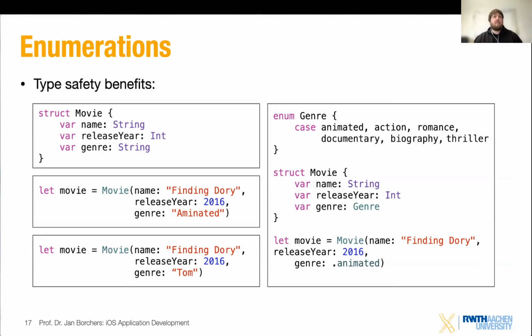And that makes it more type safe because if we iterate over all movies and check for the genres, we know what different cases there can be, and we can list it all more easily. Any questions about enumerations at this point?